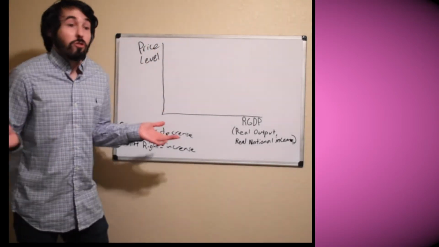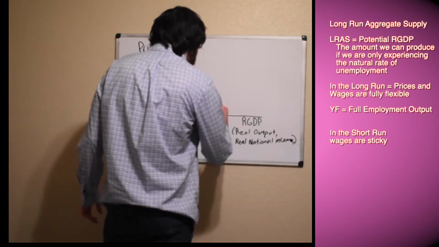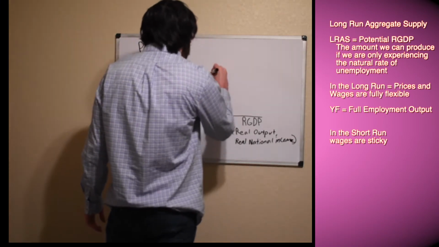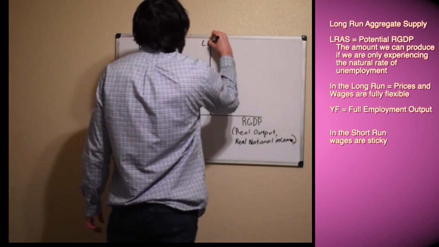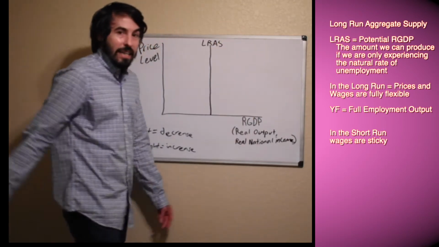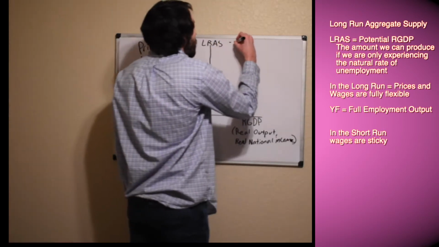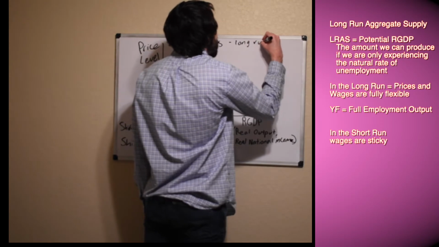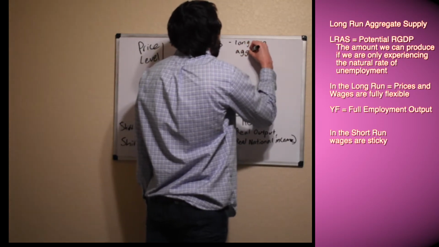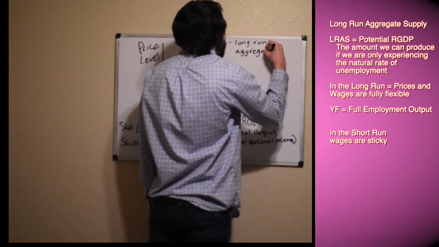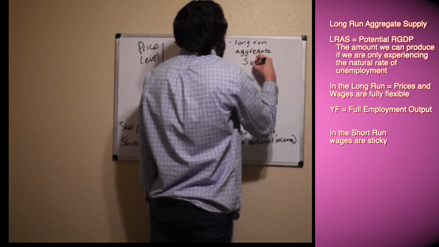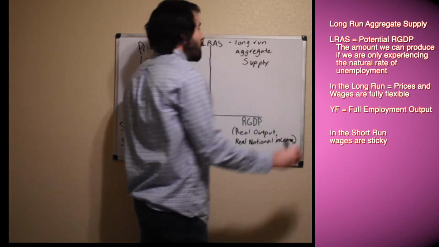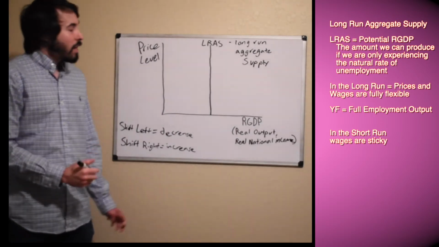Okay, so our long run aggregate supply curve is actually going to be a straight up and down line. It's just going to be straight up, and we're going to call this LRAS, aka long run aggregate supply.